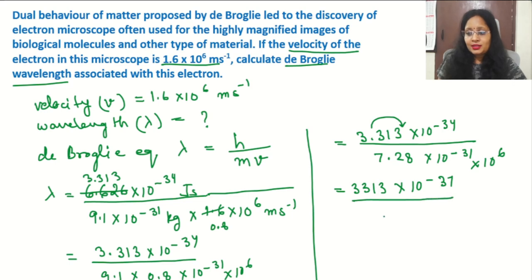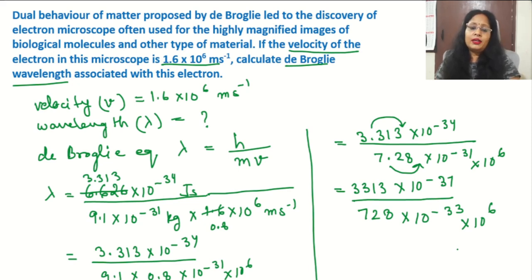In the same way we'll do it for the denominator side. 7.28 will become 728. It means shifting right 2 steps. Right shifting 2 steps means a minus sign and 2, so minus 2 will be added to the power. Now minus 31 and minus 2 become minus 33, into 10 to the power 6, which is already there. Now this change has happened, so it's easy to divide 3313 by 728.